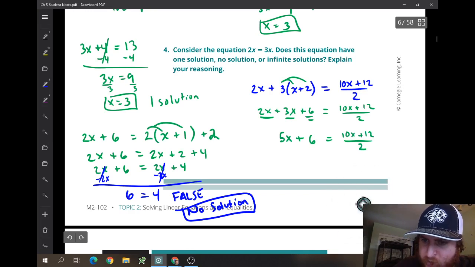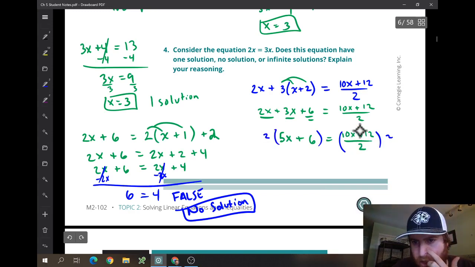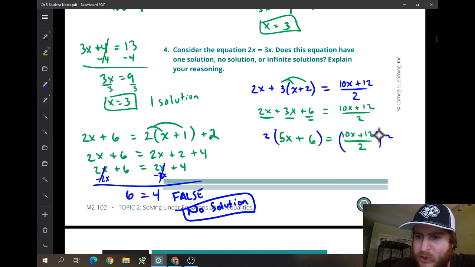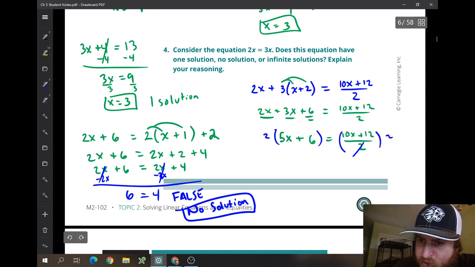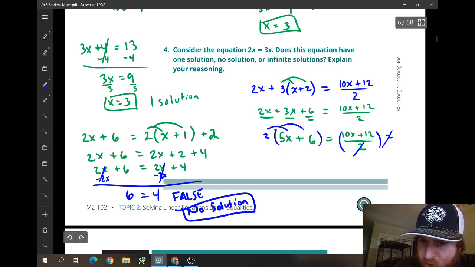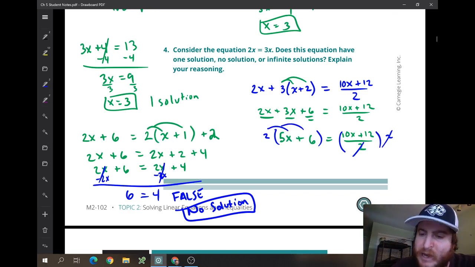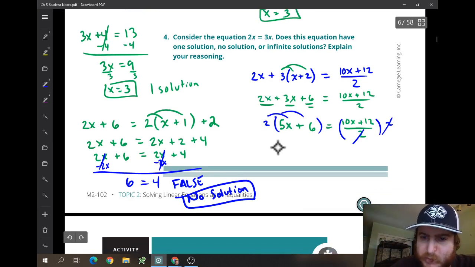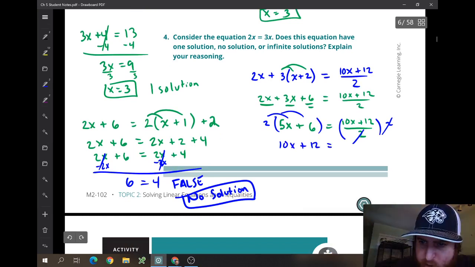Now we're going to try to get rid of our fraction, so we're going to multiply both sides by the denominator. Now I want you to be careful about when we multiply. This is all one fraction, so you're not going to distribute this to the 10 and the 12. You're just going to cancel out the one fraction. Here, because it's two separate terms, I am going to distribute. So be careful about that. So now this becomes 10x plus 12 equals 10x plus 12.